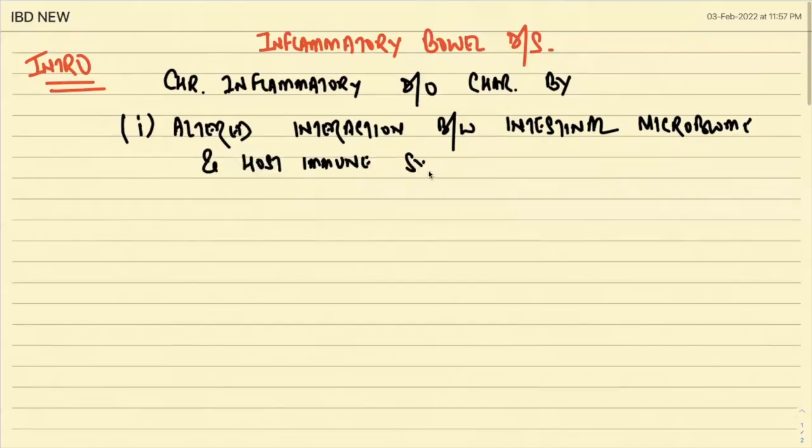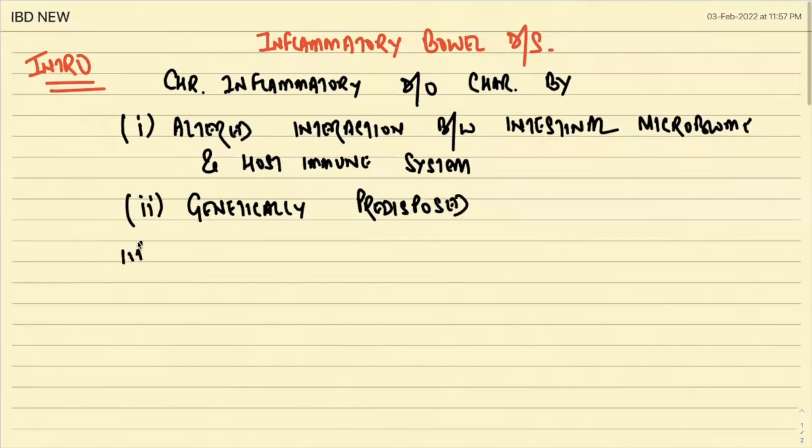So what happens is that our own body starts to fight against our own gut microbiome. One very important thing, this happens in individuals who are genetically predisposed. So there is some genetic predisposition, and ultimately, because of it, it leads to inappropriate mucosal immune activation.